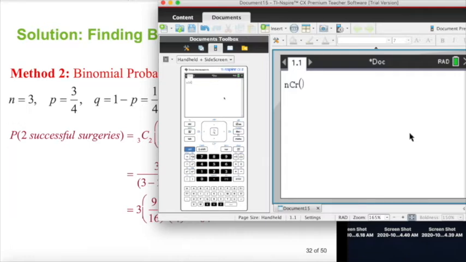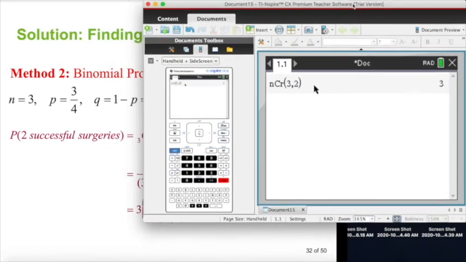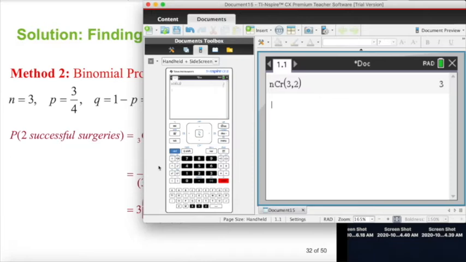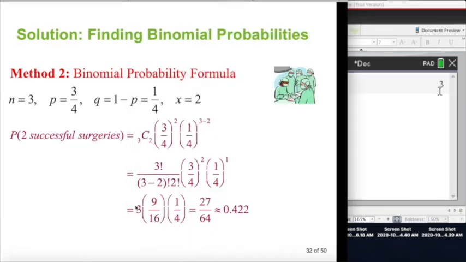Okay, and we have 3 combination 2, so therefore we type in 3, comma 2. Okay, and then we can press enter. The answer is 3. Yeah, so there you go, you have 3 there.